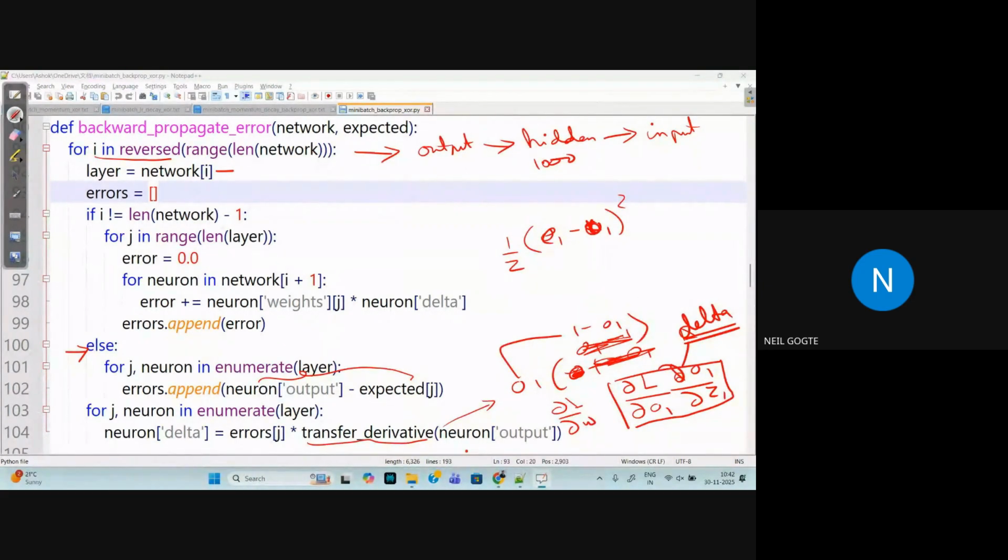It still needs to be multiplied by the input to this layer to get the actual dL by dW, which is needed. But we don't do that. We don't store that in delta. So this is how the delta is computed.